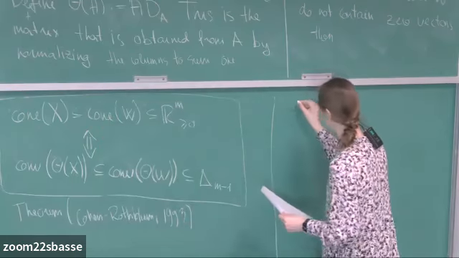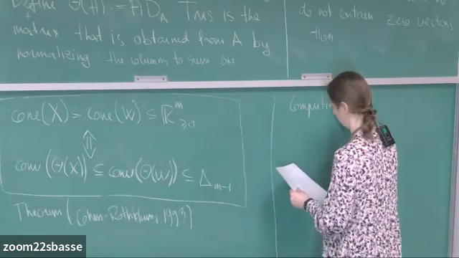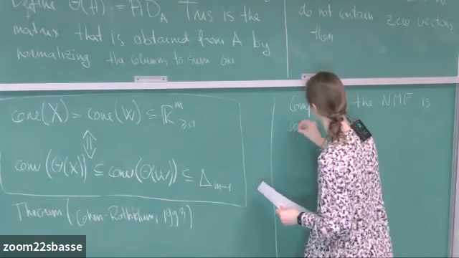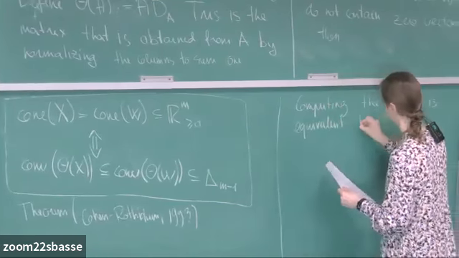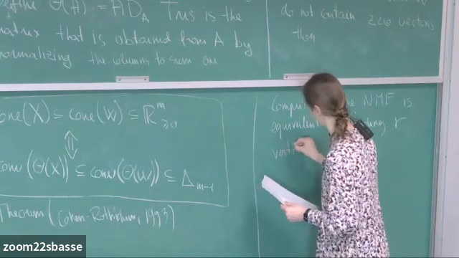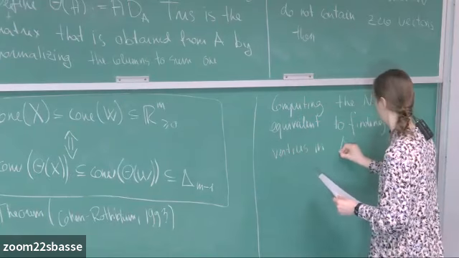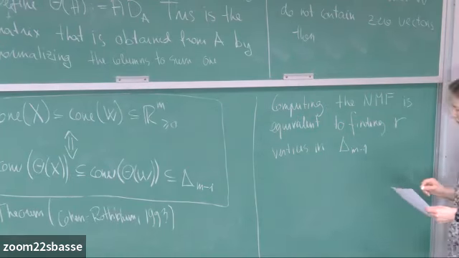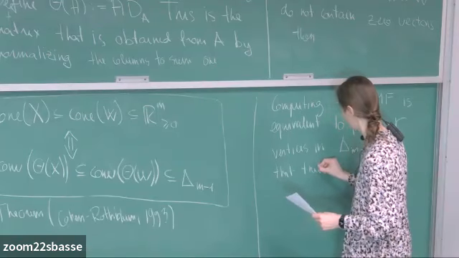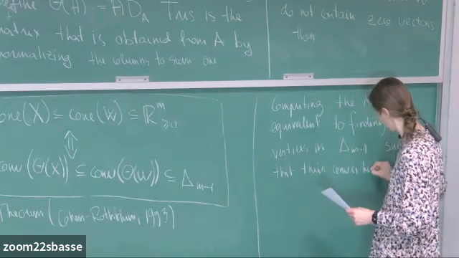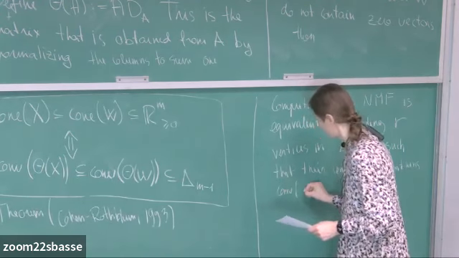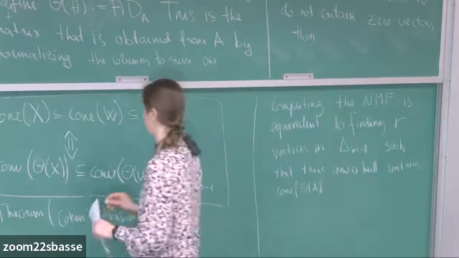This theorem says that computing the non-negative matrix factorization is equivalent to finding R vertices in the n-1 dimensional unit simplex such that their convex hull contains the convex hull of theta X. So basically, it's already what I wrote here.